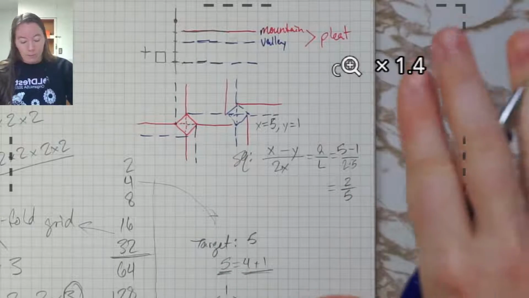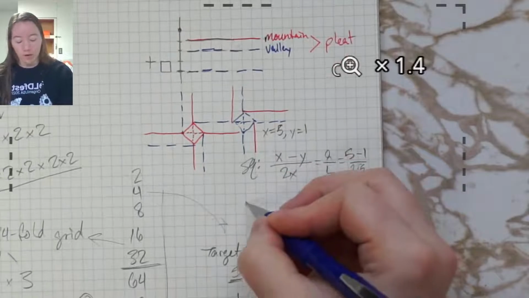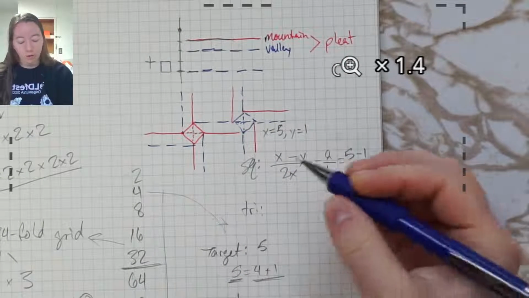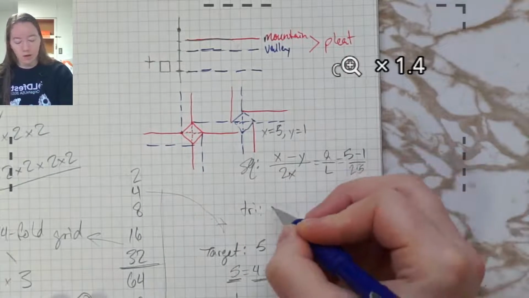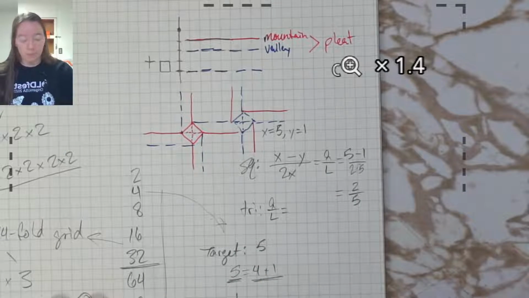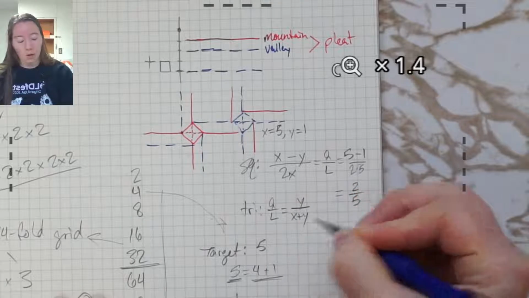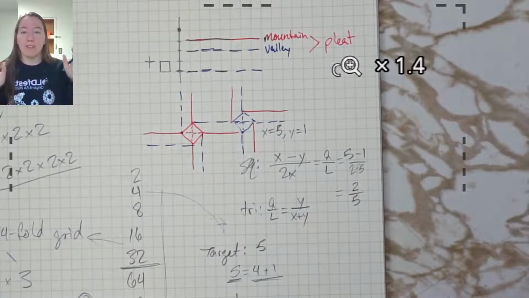And then we can do a very similar thing on triangle grid. On triangle grid, the formula is even easier. A over L for a triangle grid on a hexagon is y over x plus y. That's it.